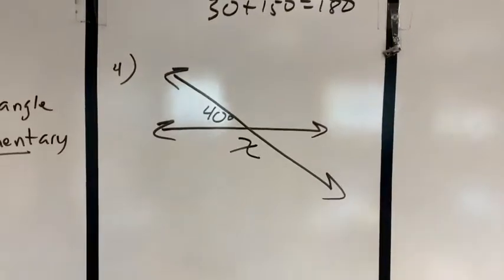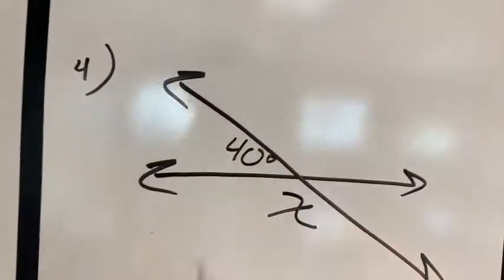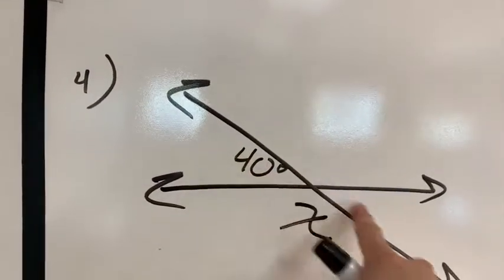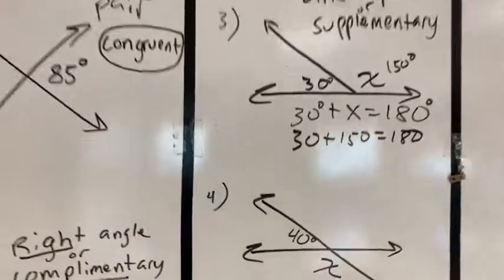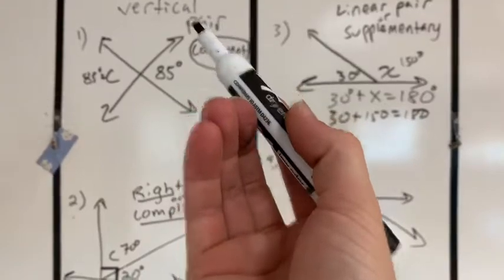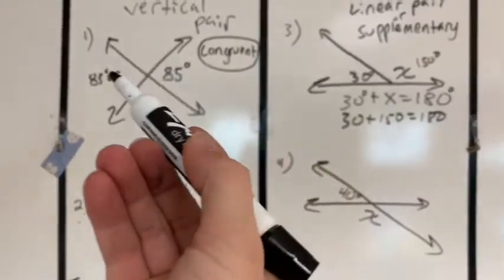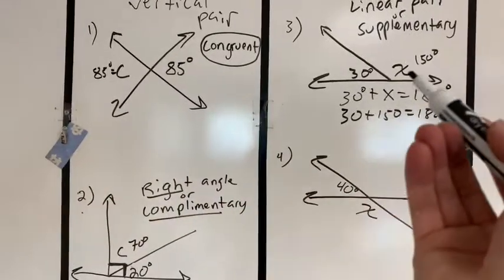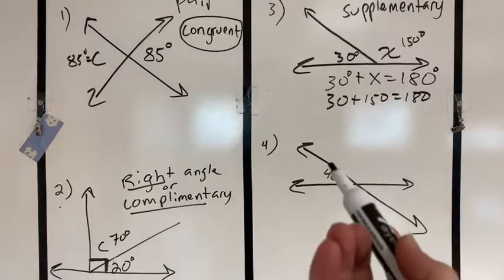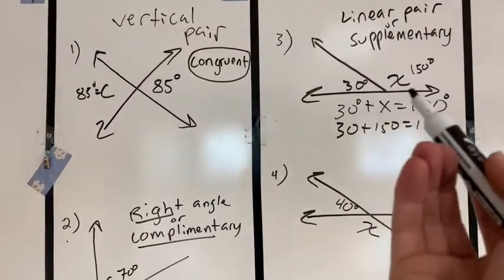All right, let's try out this last one. So I notice I have 2 lines crossing each other, but 40 and x, they're next to each other. They're not across. So we have to decide, does it make sense that number 4 is a vertical pair or a linear pair? Vertical pairs, like I said, they have to be across from each other, where linear pairs are next to each other. It looks to me like even though it's sideways, the 40 and the x, they're next to each other like this problem is up here.